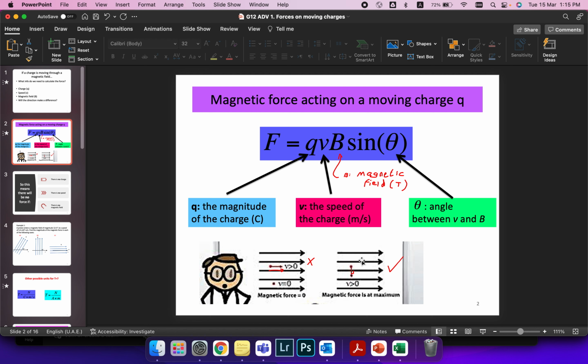For 90 degrees, exactly the same numbers, you put everything in, but sine 90, and you will get a new answer. Over here, the angle is 0, so there is no need to even bother trying to calculate. The force will be 0.